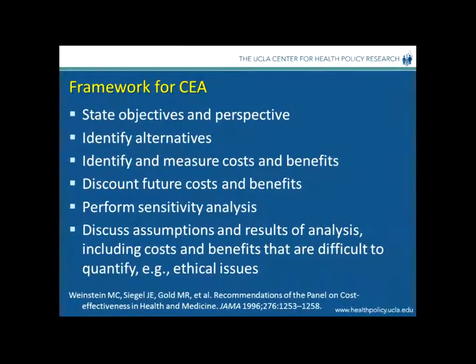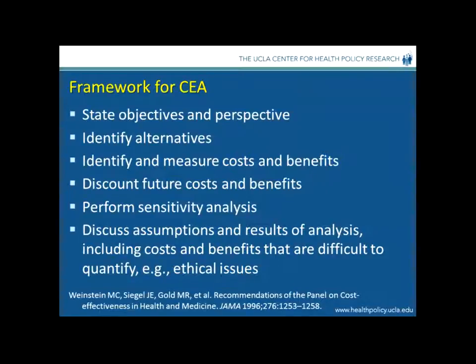So let me shift gears now and talk a little bit more specifically about cost-effectiveness analysis. About 20 years ago, a number of distinguished people working in the field of cost-effectiveness were appointed to a government panel. They produced a series of articles that were published in JAMA, as well as a book that's widely used. I used it in the class that I've taught over the years on cost-effectiveness.